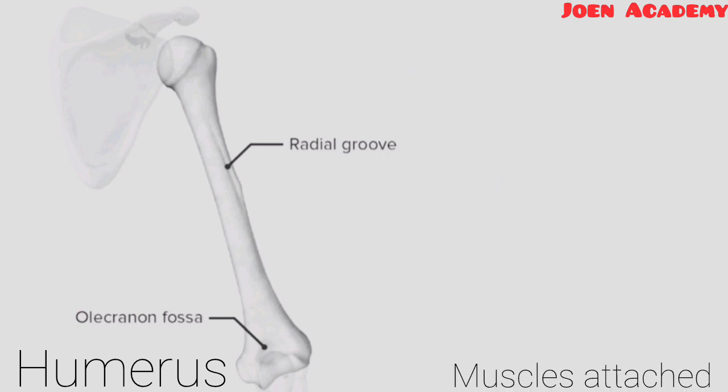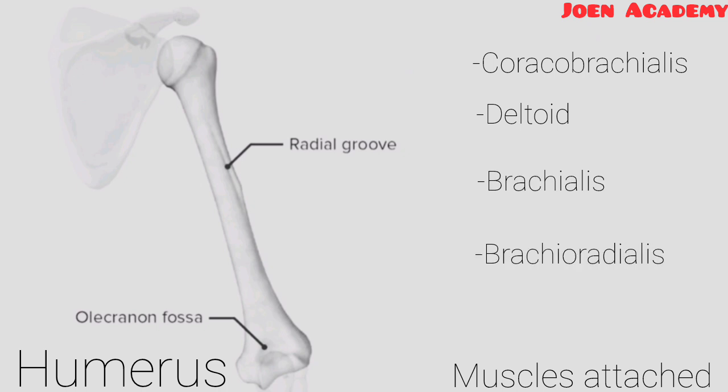The following muscles attach to the humerus along its shaft. Anteriorly, we have coracobrachialis, deltoid, brachialis, and brachioradialis.